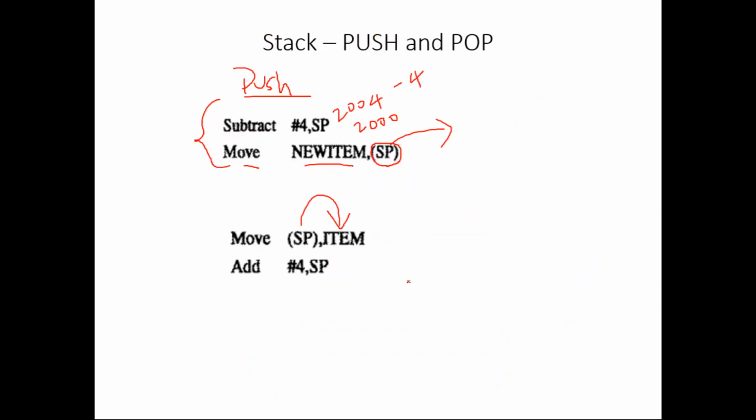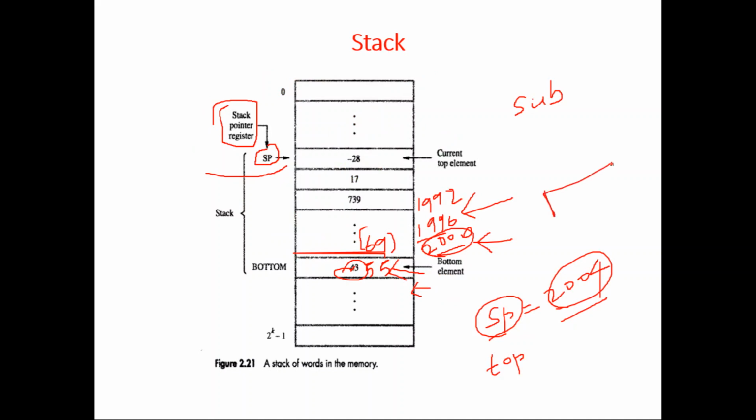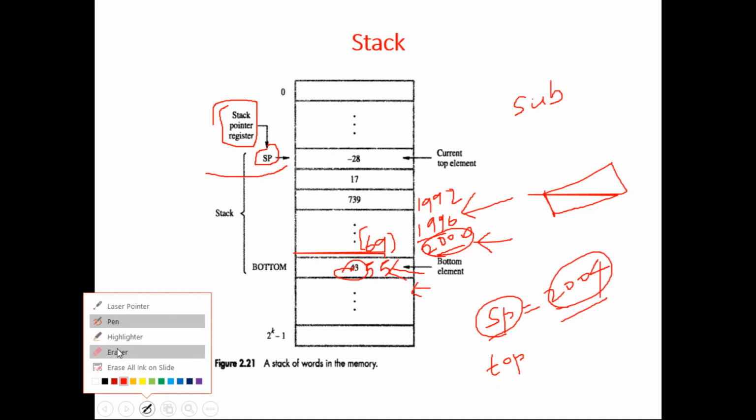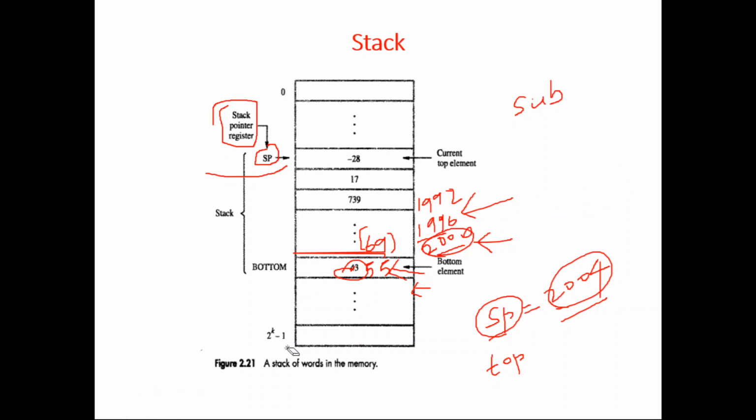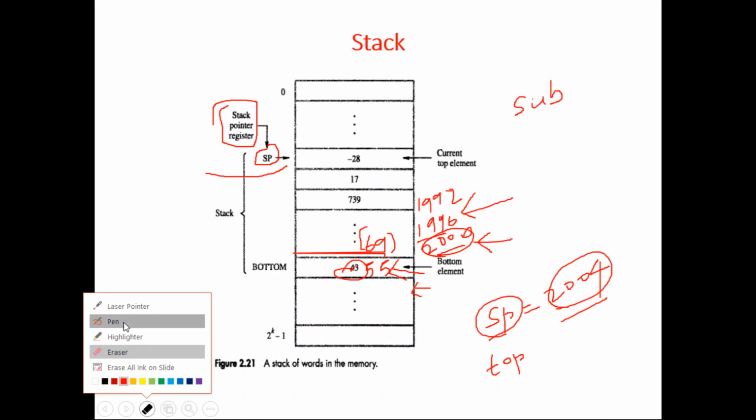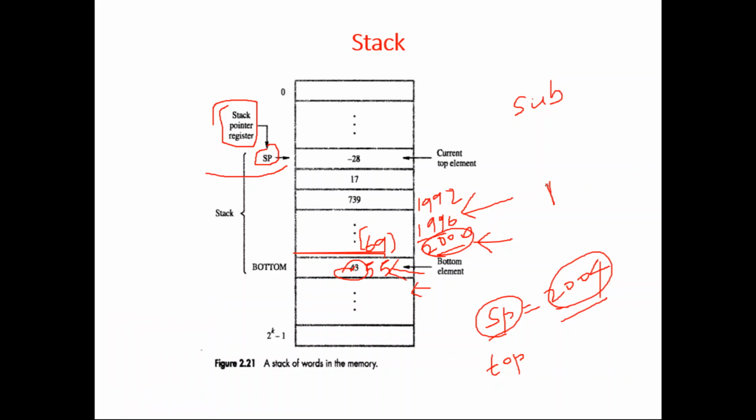So the code is something like this: move SP comma item. That is, wherever the SP points. SP is a special purpose register. We are assuming that SP is holding the value 1996. SP represents the stack pointer. Now we want to pop this element.